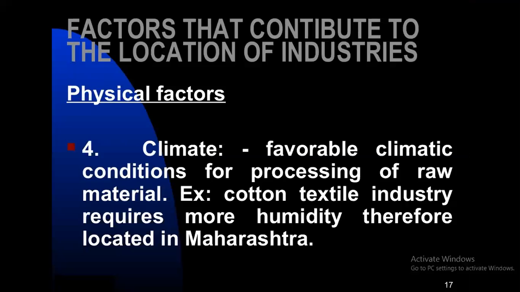Now, the other thing is climate. Favorable climate conditions for processing of raw material. For example, cotton textile industries require more humidity, therefore they are located in Maharashtra. They always go for climate, because if the climate is not appropriate, then how can we use the raw material or get it easily? So they need to look for favorable climatic conditions so that the processing of raw material takes place properly and the development of the industry also takes place in a good manner.